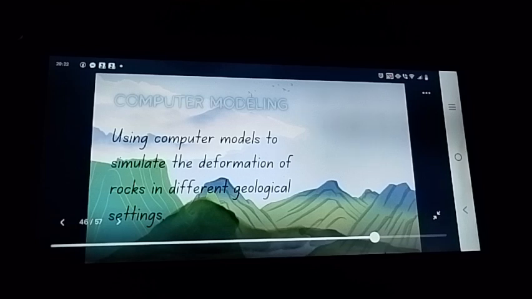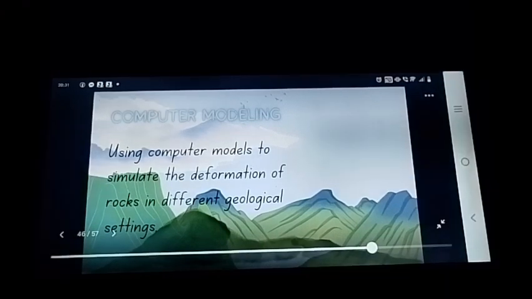And integration of data. Computer models can integrate data from multiple sources, such as field observations, laboratory experiments, and geophysical data. So, computer modeling is a powerful tool for understanding rock deformation. It allows geologists to explore complex geological scenarios, visualize deformation in 3 dimensions, and make predictions about future geological events.